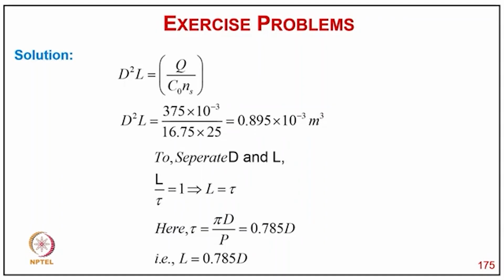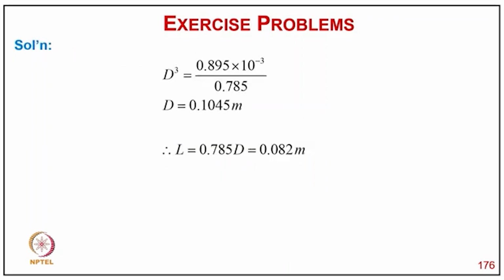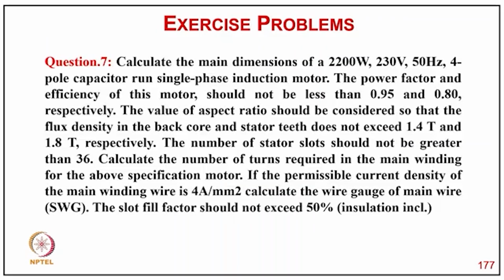To separate D and L, L upon tau is taken as 1. So L equal to tau, and tau is equal to pi D by P, that is 0.785 D, and L equal to 0.785 D. So D cube equal to, putting in the values, D comes to 0.1045 meter, and L equal to 0.785 D, putting in the value, comes to 0.082 meter.